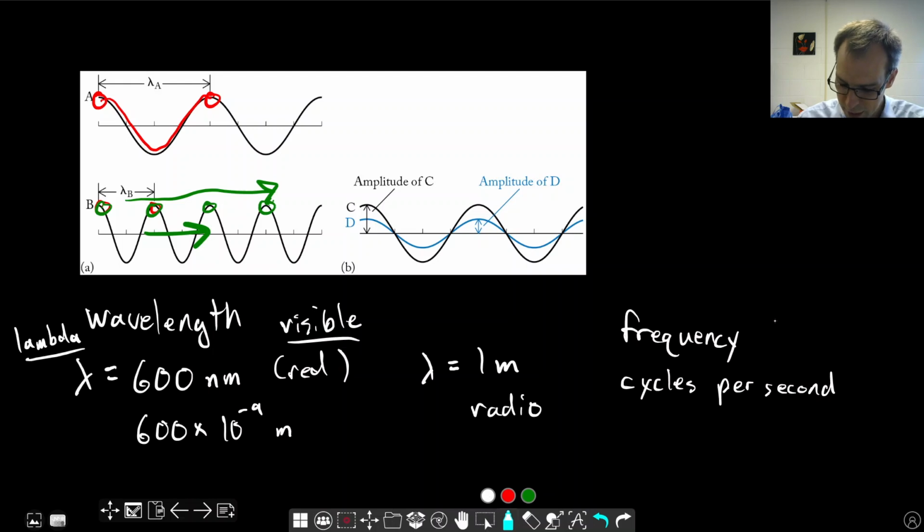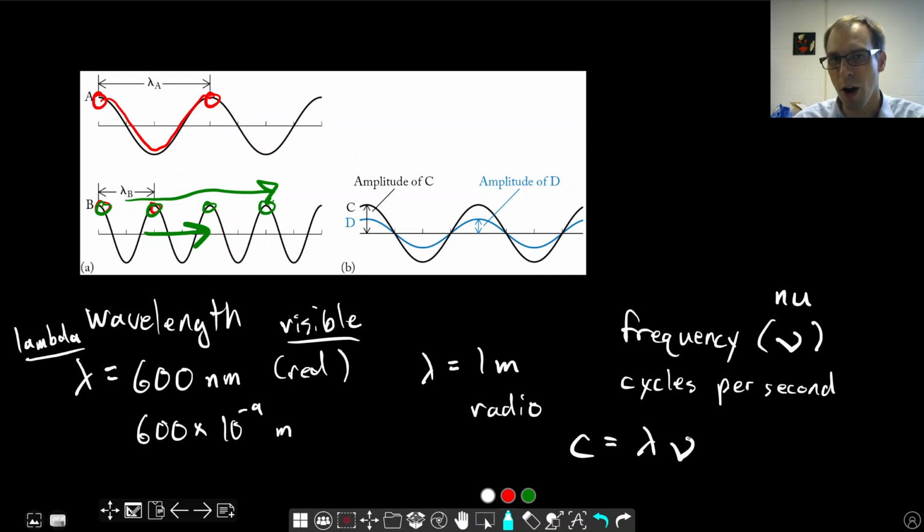So we give this the symbol nu. It looks like a V, but it's not a V. It's the Greek letter nu. And there's a relationship between nu and lambda, frequency, wavelength, and the speed of light, which is a pretty simple one, actually. The speed of light is equal to the wavelength times the frequency.